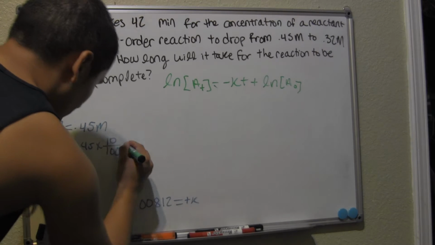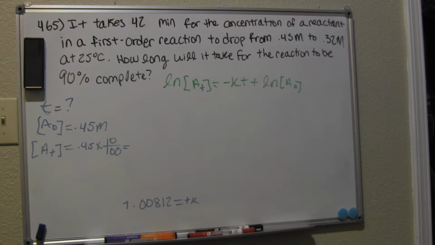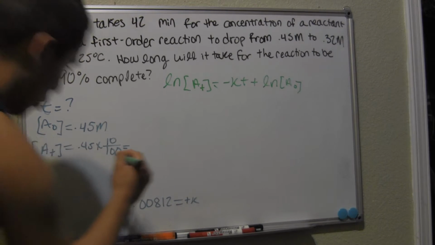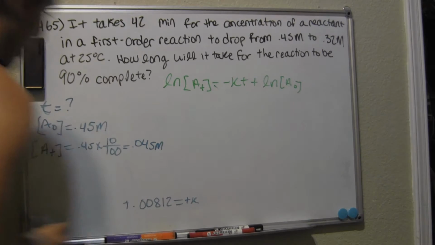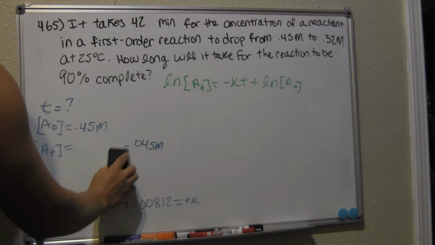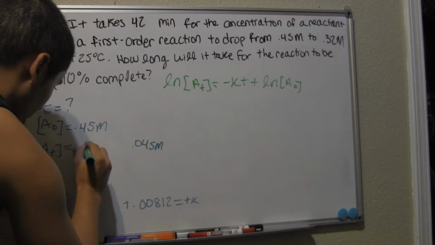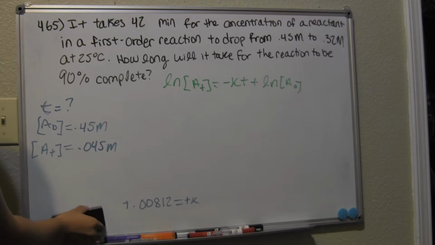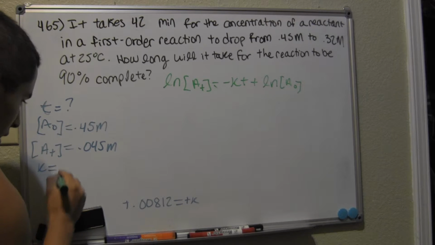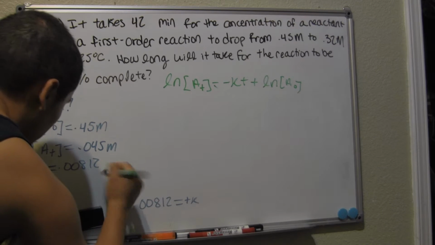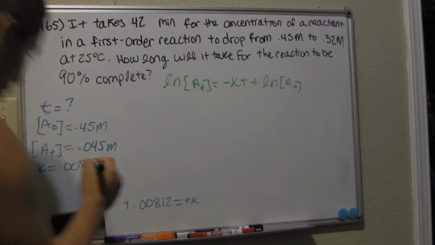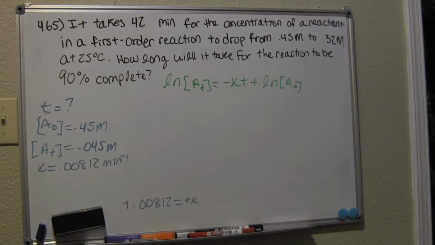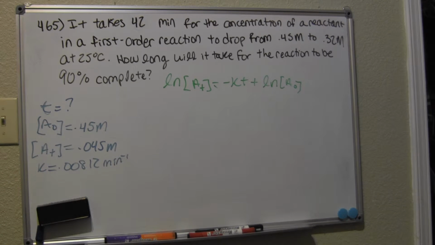So once you do that math, I believe you end up getting 0.045, but let me double check that answer. Times 10 over 100, yeah, you get 0.045 molars. Let me go ahead and erase this to free up some space. So 0.045 molars, and let's put that k over here as well, 0.00812. Actually, I forgot the units: it's minutes to the negative 1. I almost forgot the units for that, but let's go on to our reaction.